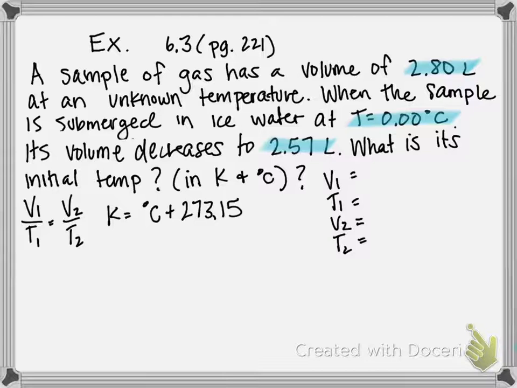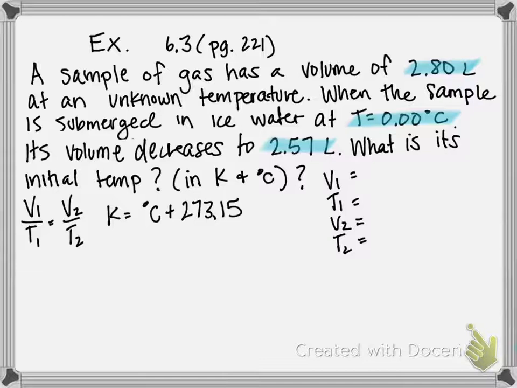solve for the unknown. So the question states a sample of gas has a volume of 2.8 liters at an unknown temperature. When the sample is submerged in ice water at 0 degrees Celsius, its volume decreases to 2.57 liters. What is its initial temperature in both Kelvin and degrees Celsius?